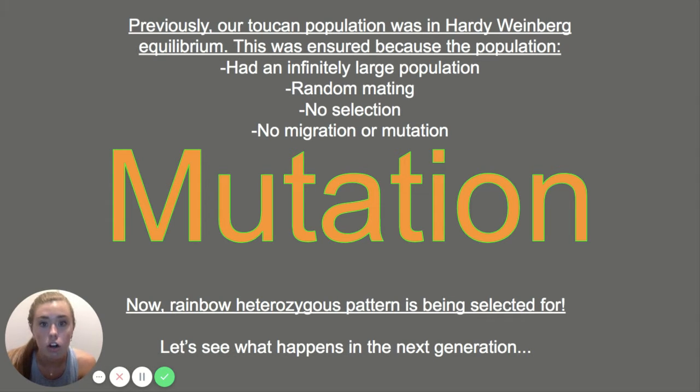There was an infinitely large population, random mating, no selection, and no migration or mutation, but then randomly mutation occurs, and the rainbow heterozygous big B little b pattern is then selected for. So now let's see what happens in the subsequent generations.